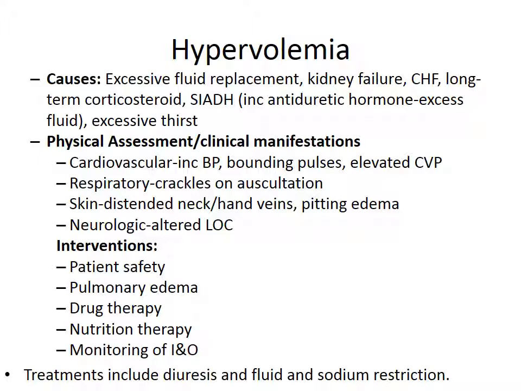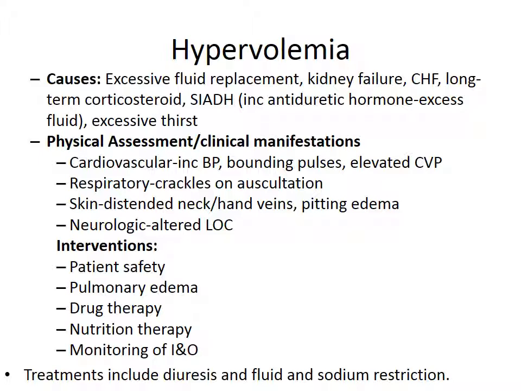Hypervolemia causes include excessive fluid replacement, kidney failure, congestive heart failure, long-term corticosteroid therapy, and SIADH, which is a condition where increased antidiuretic hormone produces excessive thirst. Physical assessment for patients with hypervolemia and clinical manifestations include assessing the cardiovascular system: increasing blood pressure, bounding pulses, elevated central venous pressures, and elevated pulmonary artery wedge pressures.